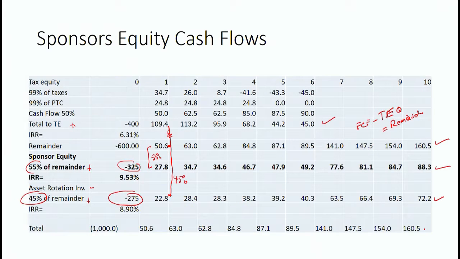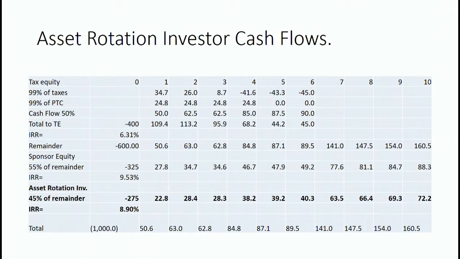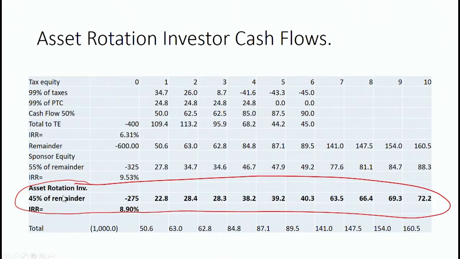So again, I've got this stream to the sponsors, and this flow to the asset rotation investors, and the IRR for the sponsor's equity is 9.53. Then we go over here to the asset rotation investors. They get 45% of the remainder. Again, this is just the remainder, 45% of that, and their IRR for an investment of $275 million is 8.9.